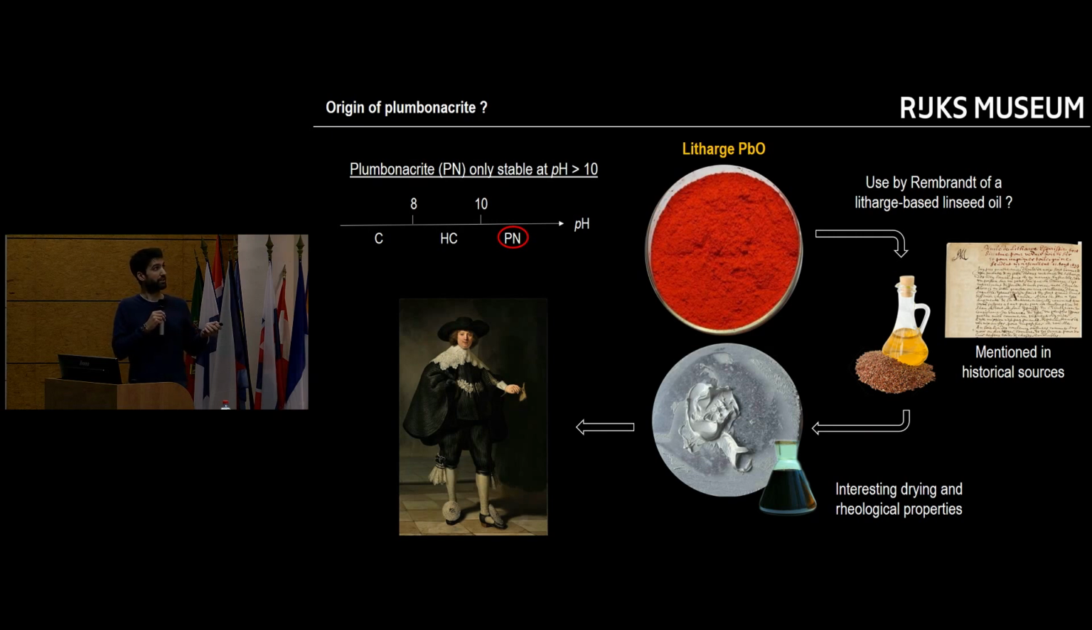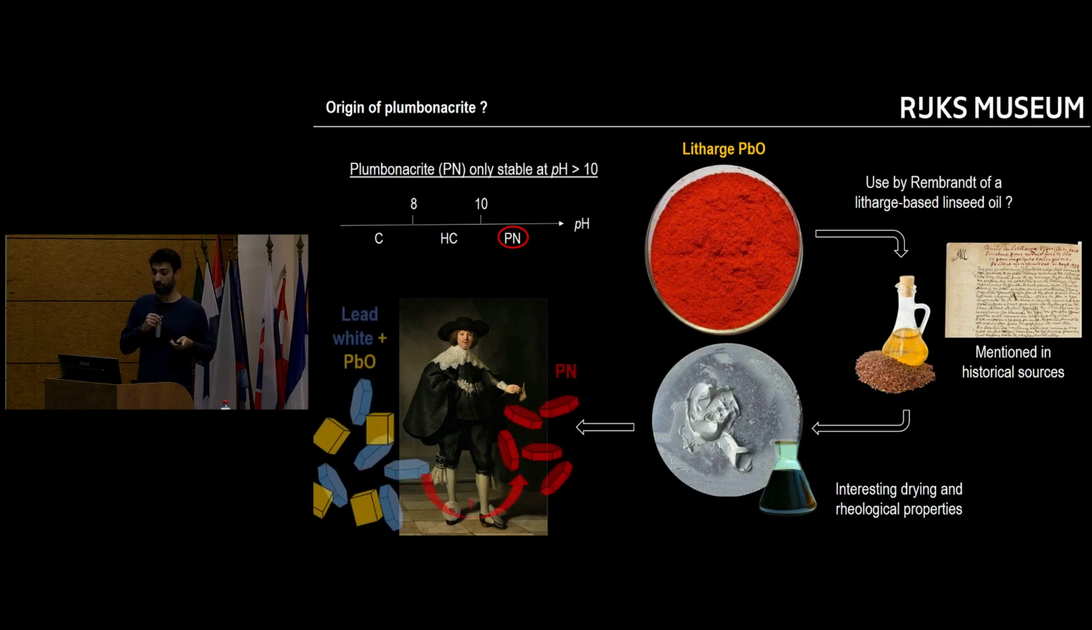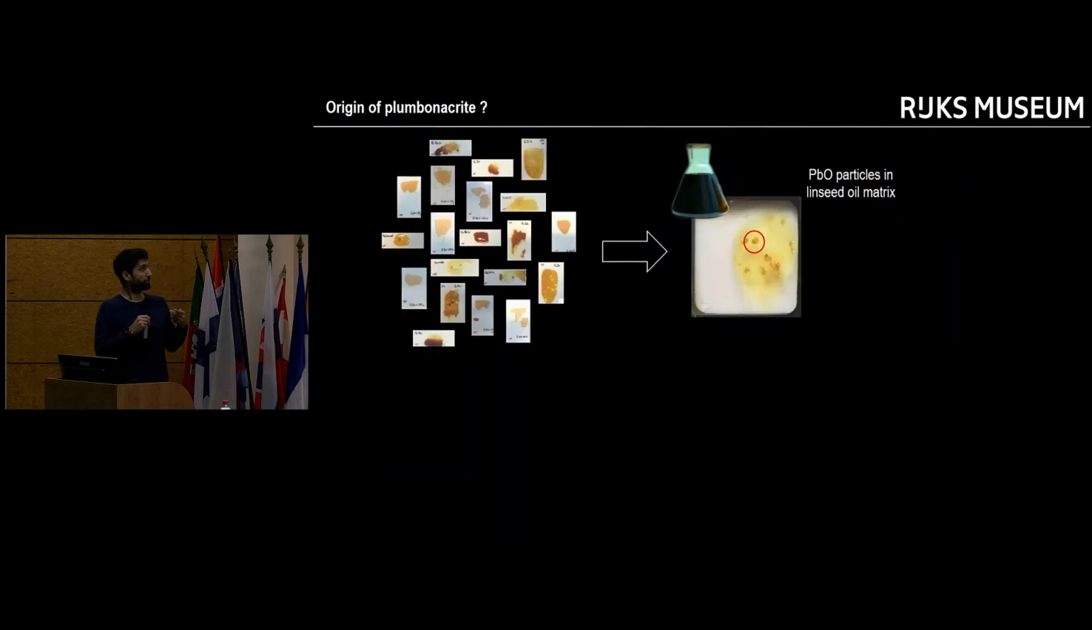We know that a litharge-based oil has interesting drying and rheological properties, which might be interesting to build this very thick paint. So our hypothesis was, well, perhaps a mixture of lead white in the presence of litharge might induce the formation of plumbonacrite. So to confirm this hypothesis, we went back to the lab and prepared a lot of models. The internship of Tiffany Tang was done at the Rijksmuseum Science Department.